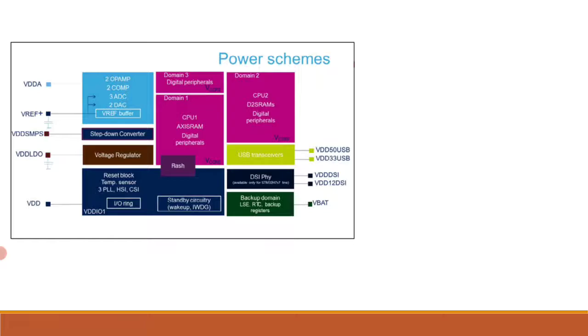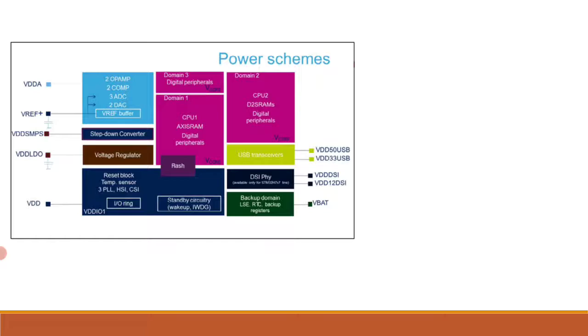The STM32H7 features several independent supplies for peripherals: VDDA for the analog peripherals, VDD50USB and VDD33USB for the USB transceiver, VDDDSI and VDD12DSI for the DSI physical layer. The VREF+ pin provides the reference voltage to the analog to digital and digital to analog converters and can be used as an external buffer reference for the application.